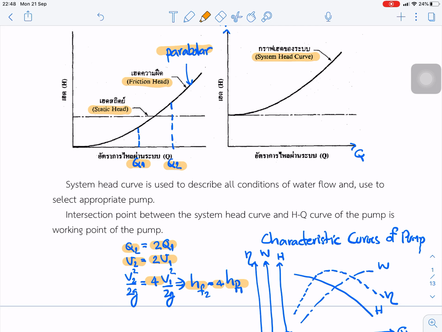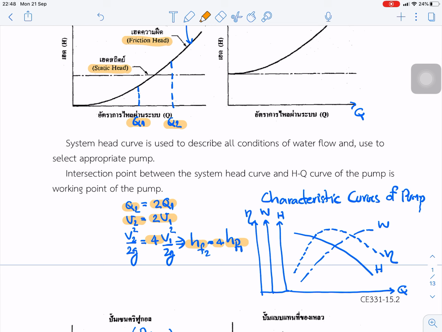The system head curve is used to describe the condition of the water flow and to select the appropriate pump. The intersection point between the system head curve and the H-Q curve of the pump is the working point of the pump.